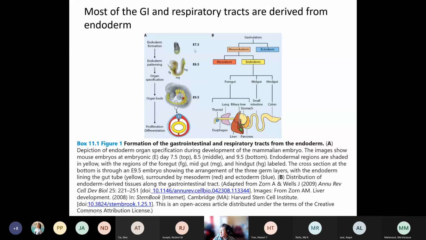At E7.5, what you're going to see is a cylinder-like structure for the embryo. It's already an individual. At this stage, the endoderm is the part showing in blue with a yellow color, which is, if you can see the arrow on my mouse, like this. That's the outside layer of the bottom part of that structure, which is the endoderm at this stage.